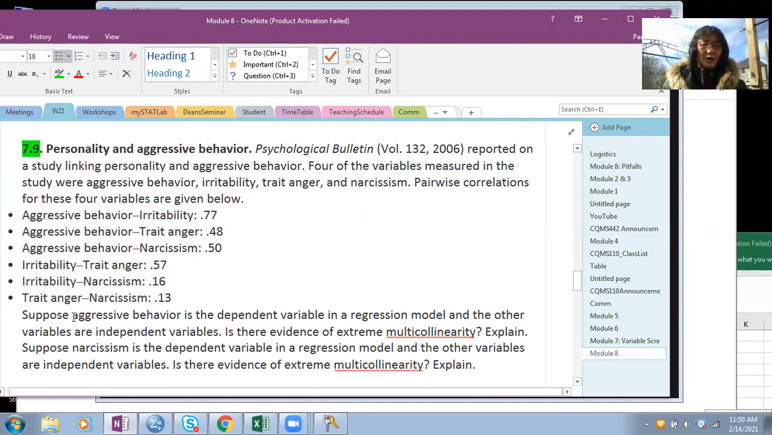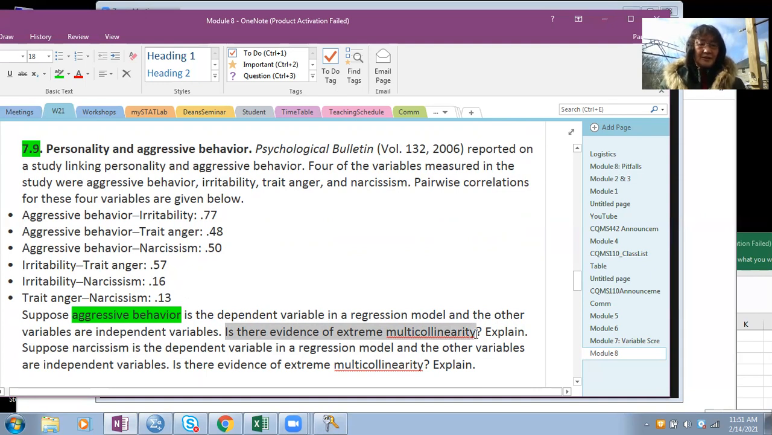Now, suppose aggressive behavior is the dependent variable, which means aggressive behavior is Y. The question asks you, is there evidence of extreme multicollinearity? So that is the question.